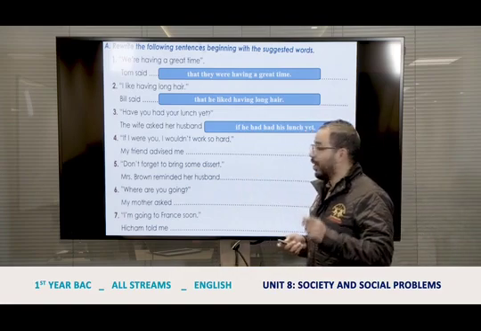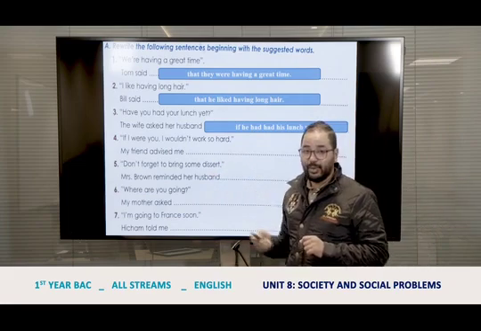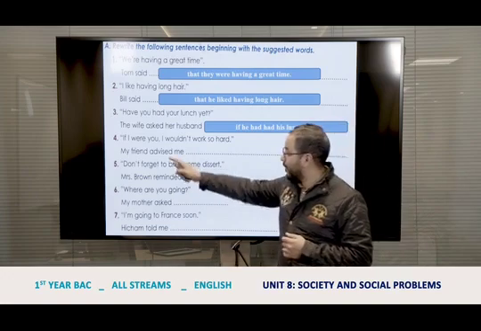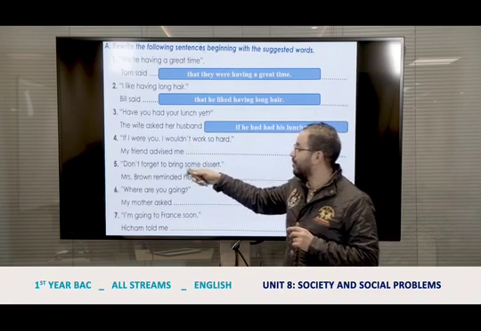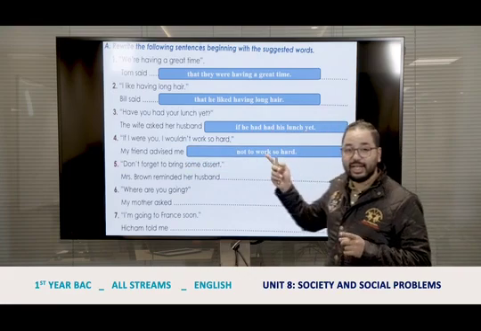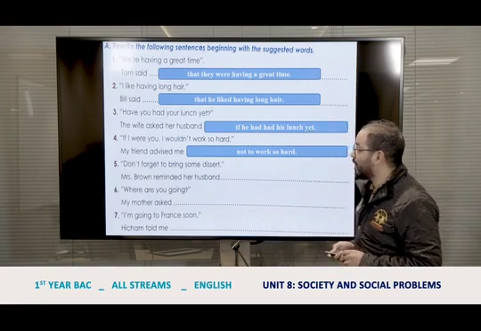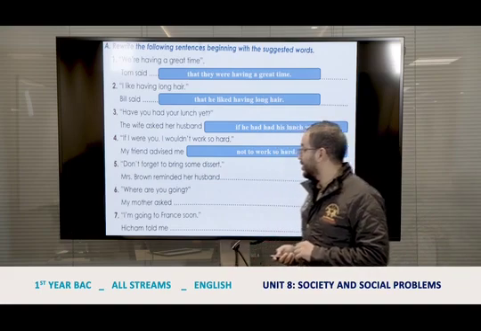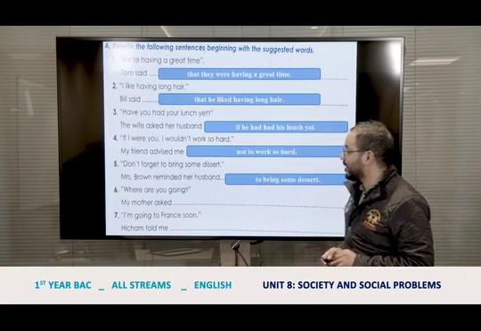"If I were you, I wouldn't work so hard." This is negative and we have advice. Okay, so for advice the form is reporting verb, plus the object, plus the verb, but here we have a negative. My friend advised me not to work so hard. Okay, not to, it's not "to not," it's "not to" with the negative. "Don't forget to bring some dessert." Mrs. Brown reminded her husband, so she reminded him to bring some dessert.